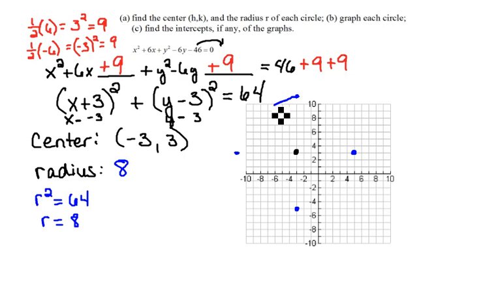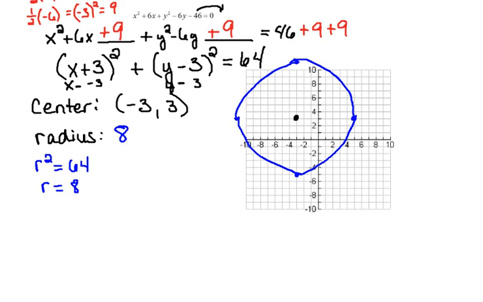So actually we could go ahead and draw in that circle now if we wanted to. Probably wouldn't be the best at it just because we don't have a whole lot of points. Just those 4 is not a lot of points to be able to get that circle nice and round. That's okay. We do still need to go through though and find our x and y intercepts.